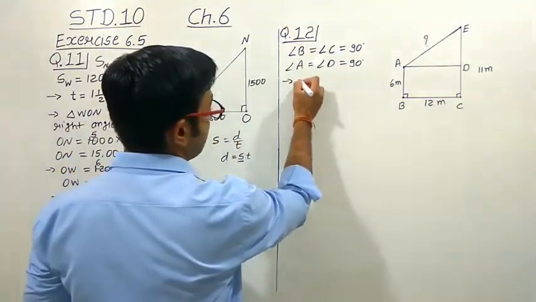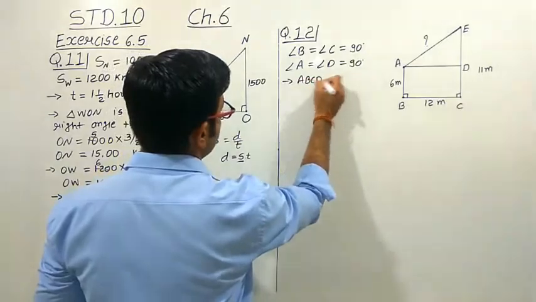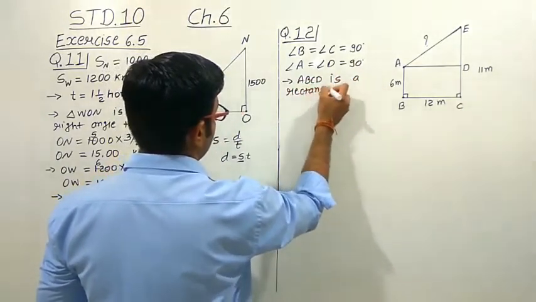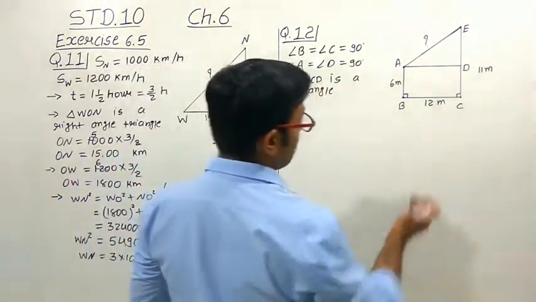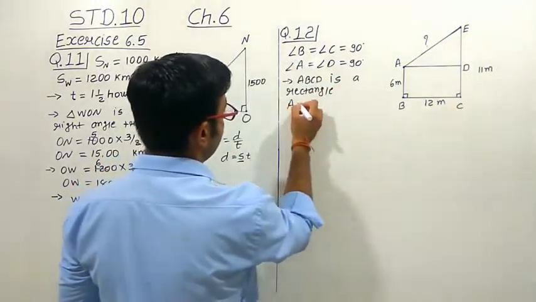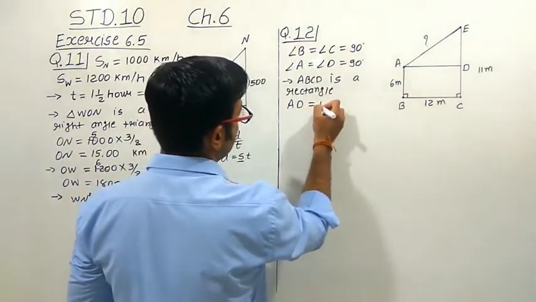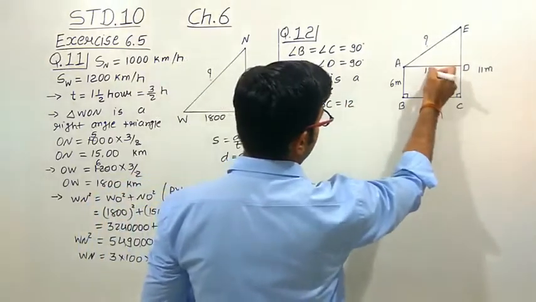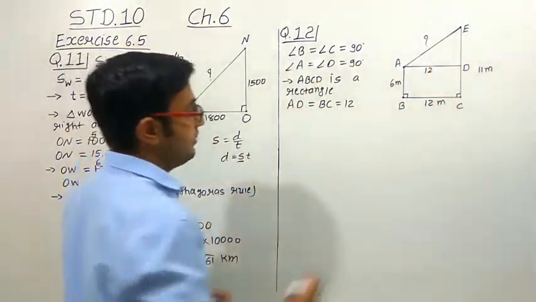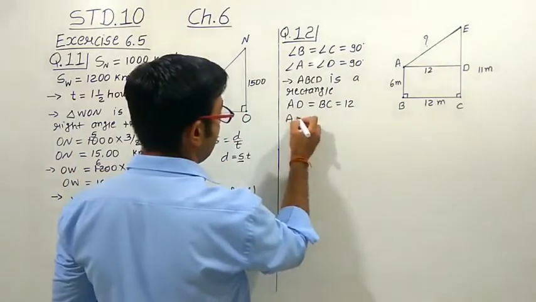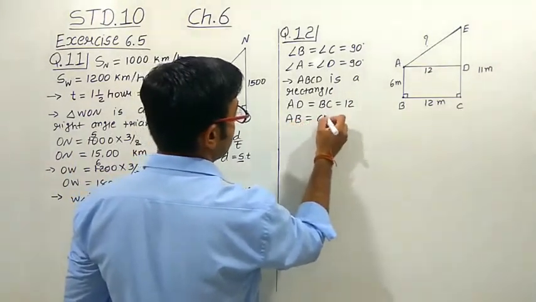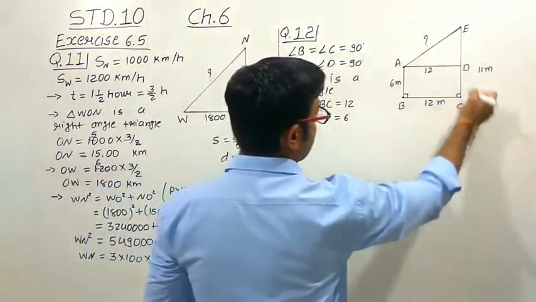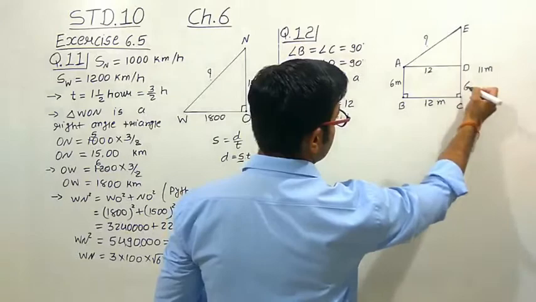So we can say that ABCD is a rectangle. If ABCD is a rectangle, then AD and BC will be equal. AD is equal to BC, and BC is 12. So AD we can write as 12. In the same way, AB and CD will also be equal. AB is equal to CD, and that is 6 meters. So CD we can write as 6 meters.